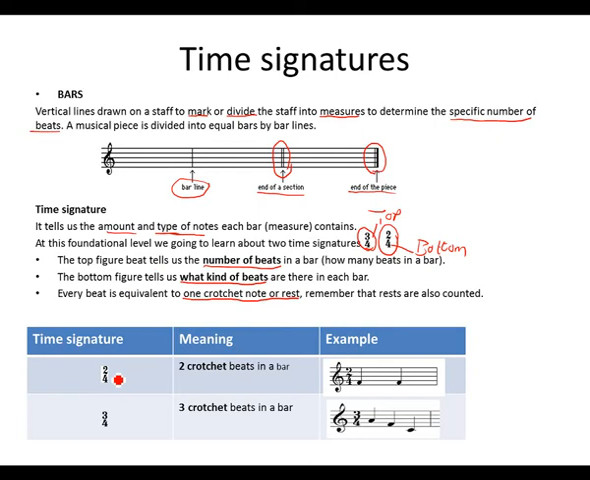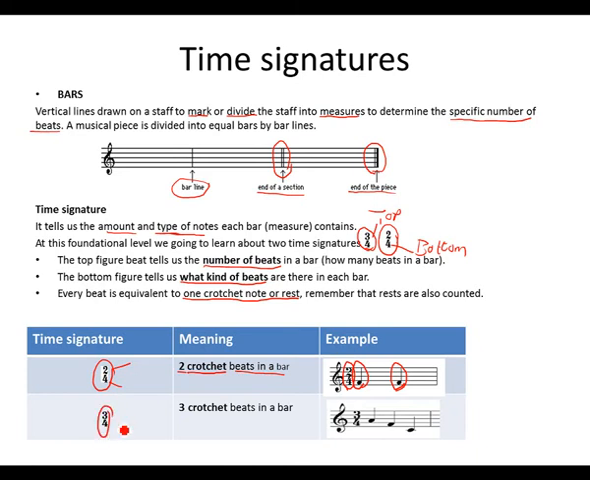This is a 2-4 time signature. The top figure means the number of beats in a bar. The bottom one, what kind of beats. So we have two crotchet beats in a bar. Let's take a look at an example of two crotchet beats in a bar. The first crotchet beat is here, the second crotchet beat. So there's the time signature.